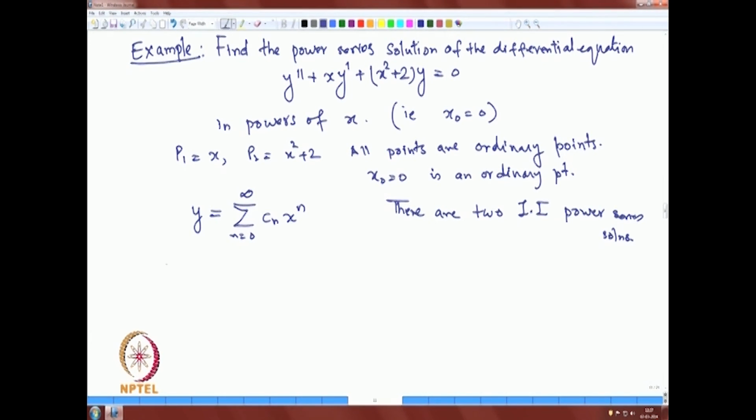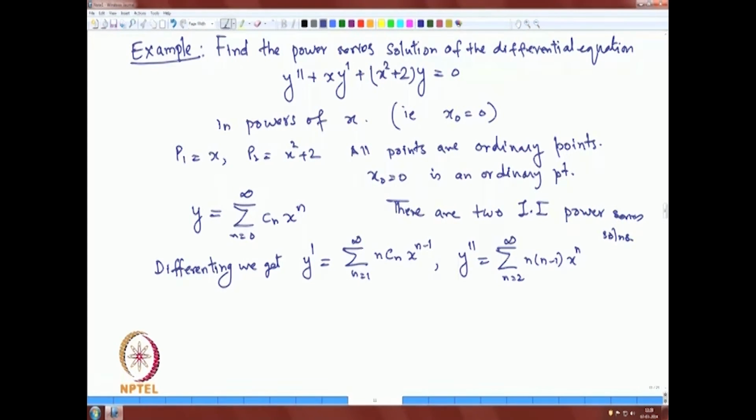So, what we do is by differentiating we get y prime. Y prime is summation n goes from 1 to infinity n into Cn x to the power n minus 1, and similarly y double prime is summation n going from n equal to 2 to infinity n into n minus 1 Cn x to the power n minus 2. Now, plug in these values to the given differential equation.